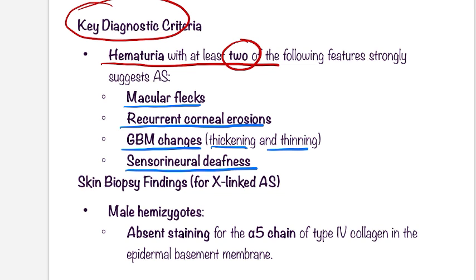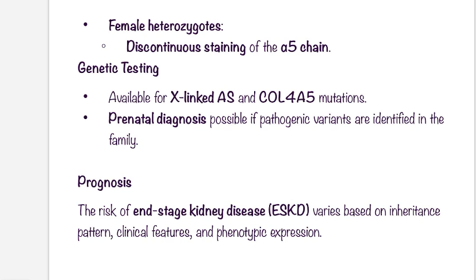Key diagnostic criteria of Alport syndrome: hematuria with at least two of the following: macular flecks, recurrent corneal erosion, GBM changes, and SN deafness. If we do a skin biopsy, we generally don't do it, but if we do, obviously it is the alpha 5 chain. Just remember, in males it is absent staining, but in females it is discontinuous staining of the alpha 5 chain. Very important. Genetic testing, obviously, we can do.